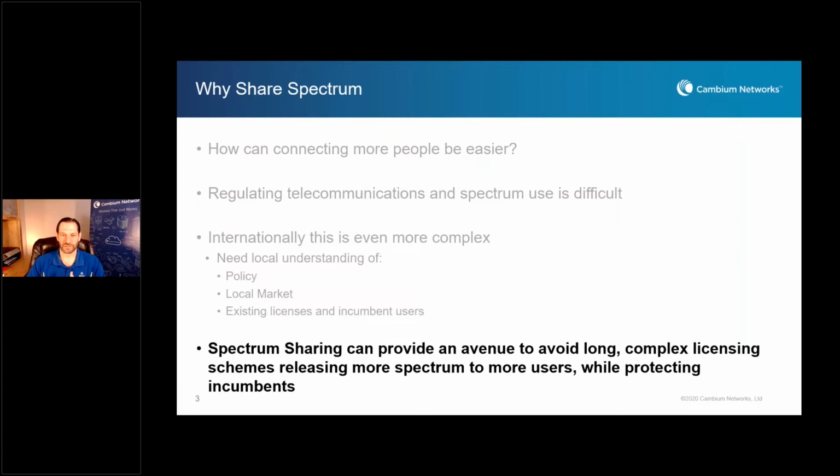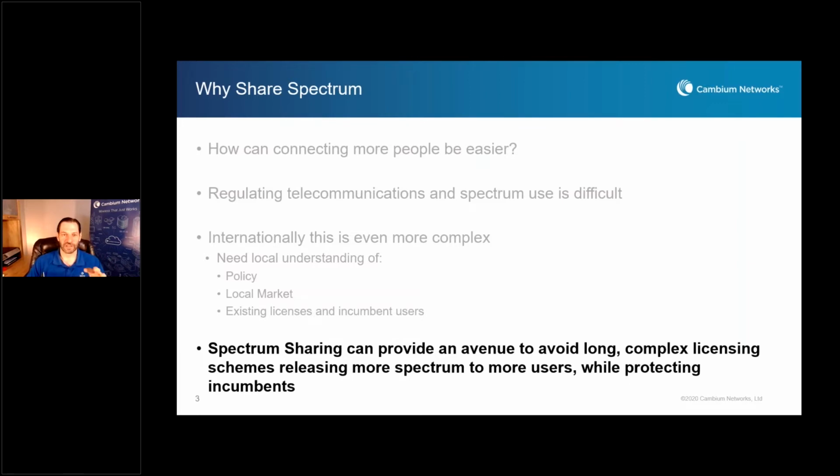Sharing the spectrum in a manner that makes it easy is probably a better answer than allowing local telecom regulators to license it. There's a couple of reasons they would license it. One is to protect folks that are using it. Another is to make money, right? A lot of governments want to make money selling or leasing this spectrum to potential users. In order to better utilize the spectrum or share it among more people, it might make sense to have a sharing model, and a dynamic sharing model makes it even easier.